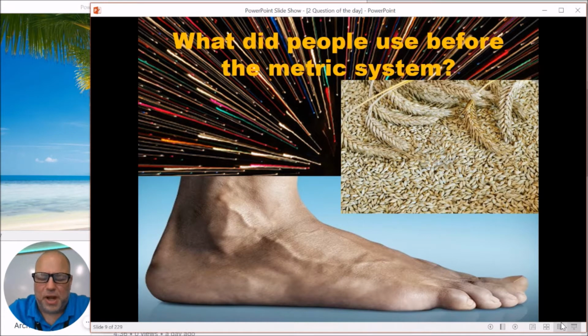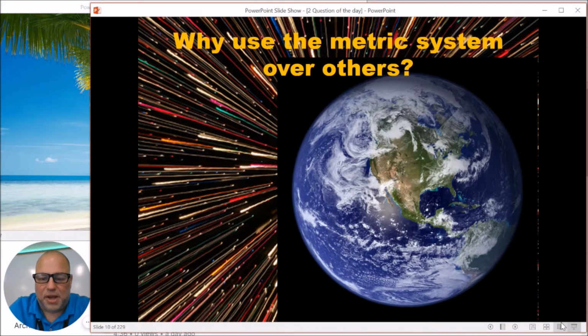Do you ever wonder where feet came from? Originally, they literally would measure the king's foot. And the problem came: what happens if one country's king's foot is bigger than the other country's king's foot? Yeah, you can see where the problem is going with this. And plus, it smelled bad, right? So those are some of the reasons we want to get rid of that.